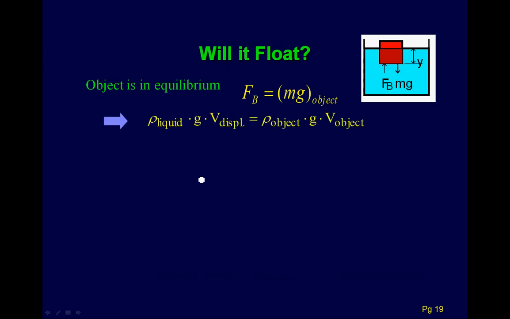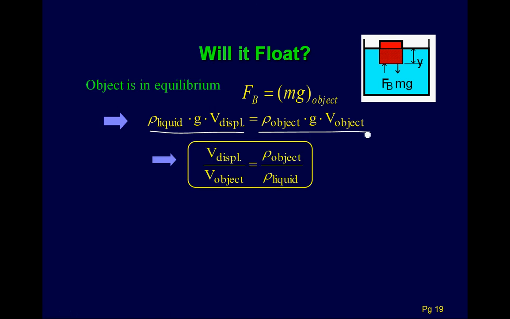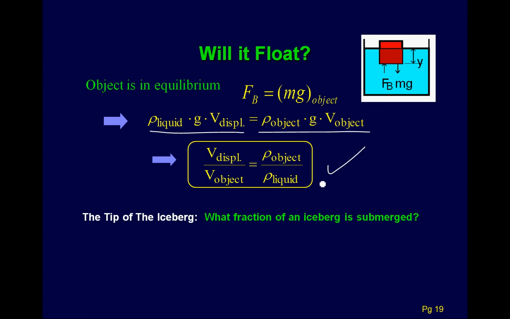What that comes down to is an equation like this. The buoyant force is rho g times the volume displaced. The weight of your object is rho g times the volume of the object. So you get a relationship where, if the volume displaced is less than the volume of the object, this will float. What that means is if the density of the object is less than the density of the liquid, it'll float. And you can use this to do different kinds of problems.